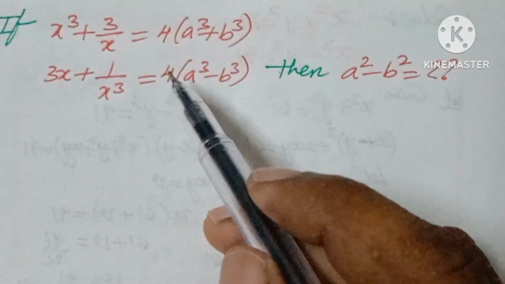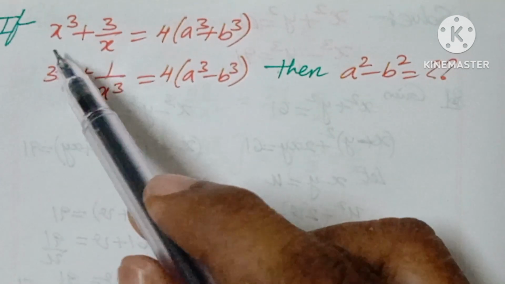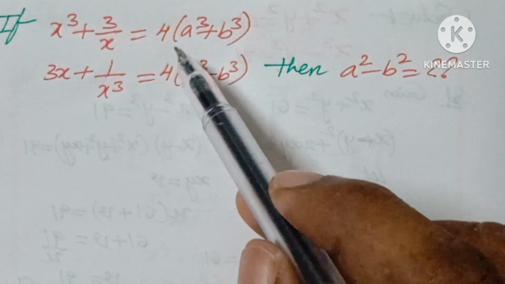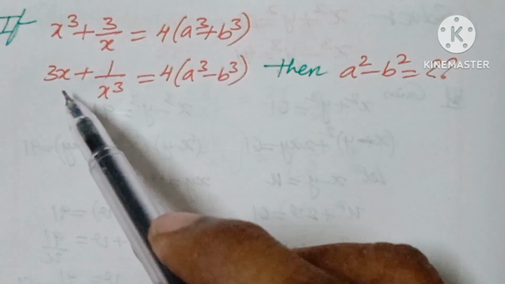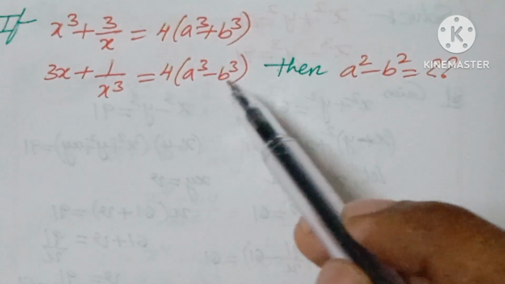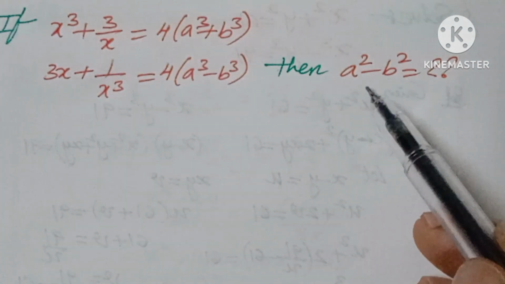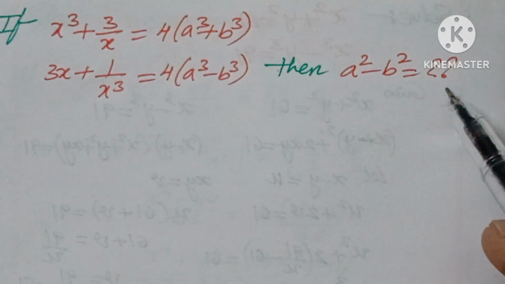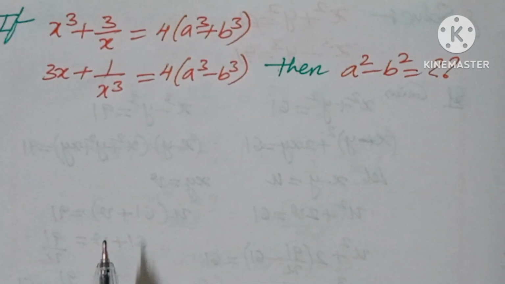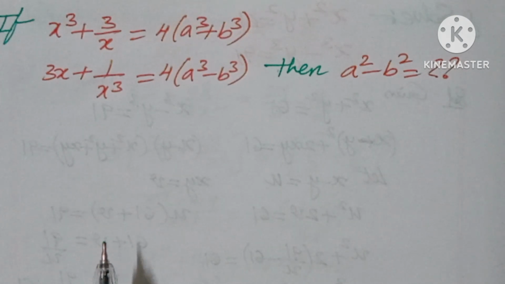Today we are looking at a logical question. The question is: if x cube plus 3 over x equals 4 into a cube plus b cube, and 3x plus 1 by x cube is equal to 4 into a cube minus b cube, then find the value of a square minus b square. As you are going to solve this problem, pause the video for 10 seconds and try it out.